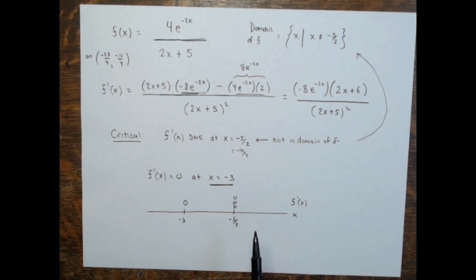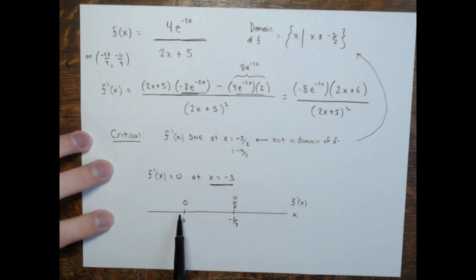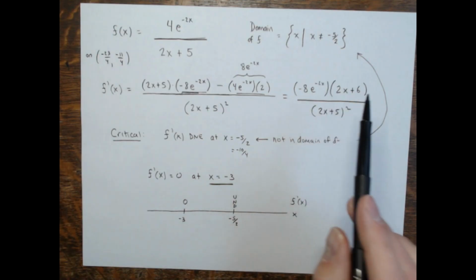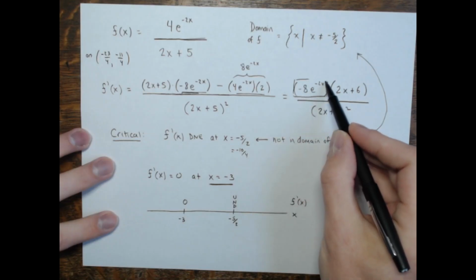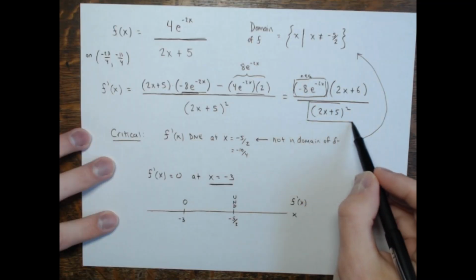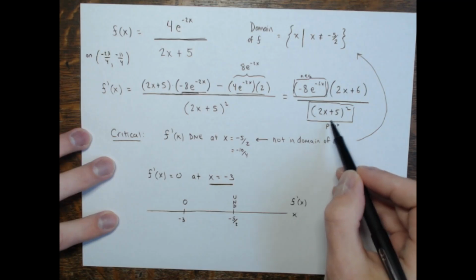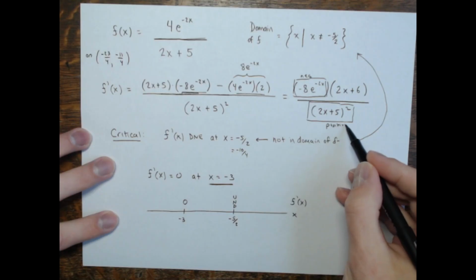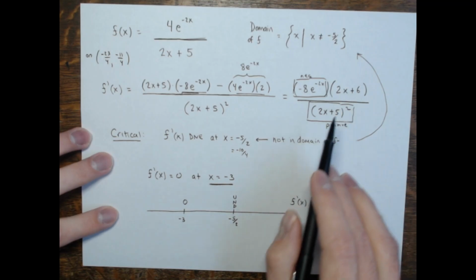All right, and then if I were to plug in something to the left of -3 into our derivative function, this exponential factor up here is always negative. This squared factor down here will always be positive, unless x is -5 halves, but it's undefined there, right? So really what matters here is going to be the 2x plus 6.